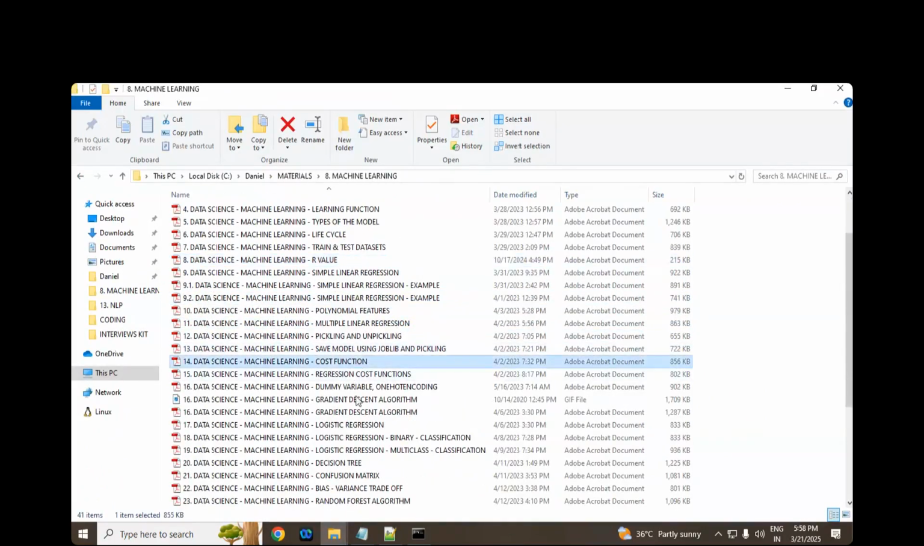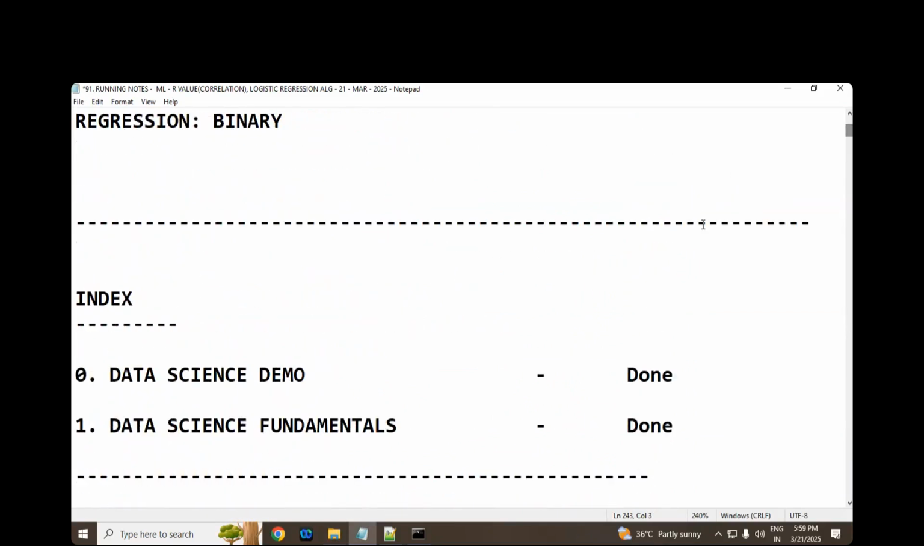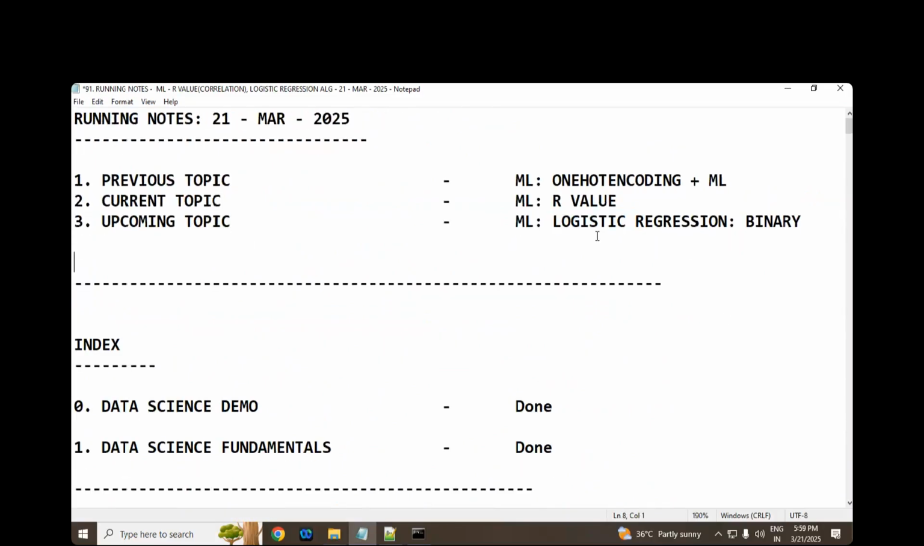Then next I need to continue with logistic regression. So let's close this topic. Cost function. What is the topic name? Such an interesting topic, sir.